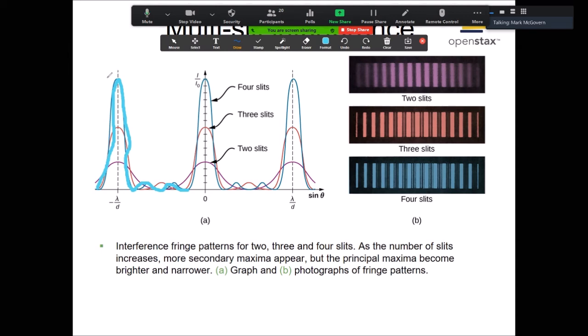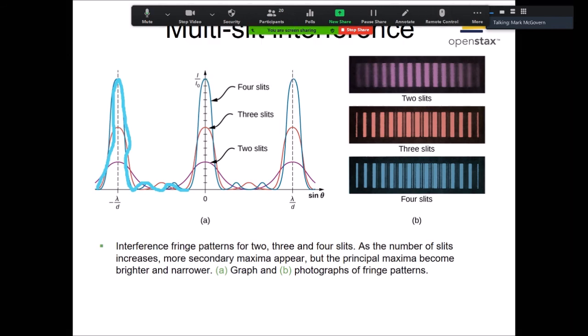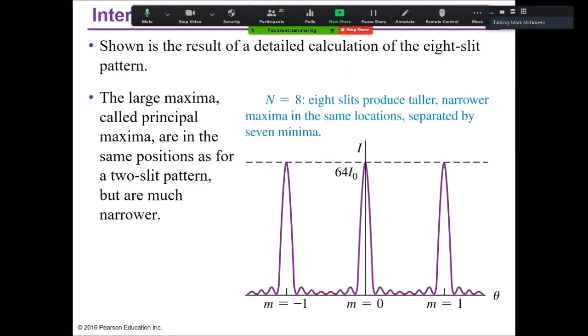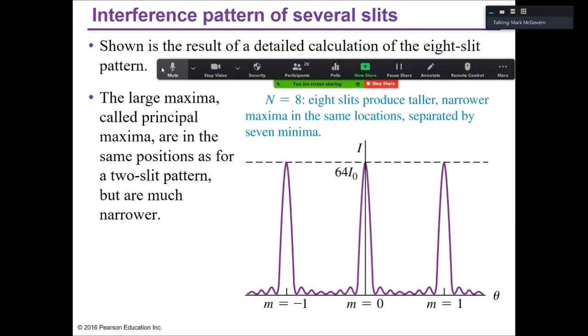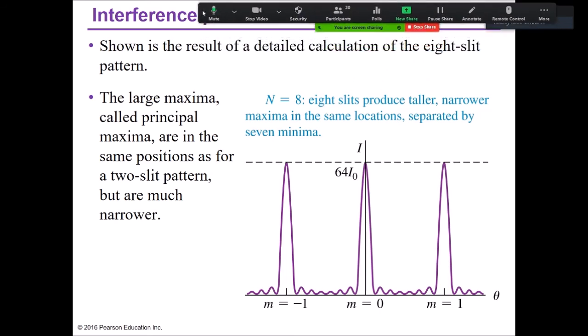And you can probably predict what happens subsequently. 5 slits, 6, 7, and so on produce little tiny maximums and a gigantic maximum when all of them combine. That's the idea behind this. So this happens to be the pattern for an 8 slit grating. We have a screen with 8 slits on it.